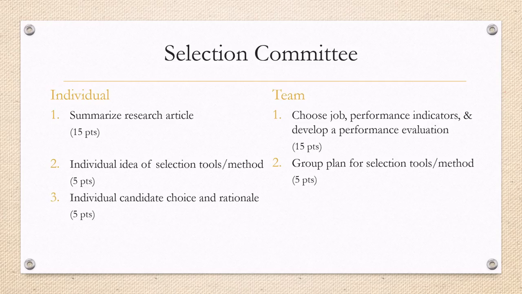The third individual assignment is to choose the candidate from the application pool that you've gotten and come up with a rationale for why you feel that is the best choice. As a group, you will bring your individual choices together and discuss and make a group decision on who the final candidate is that will be chosen.